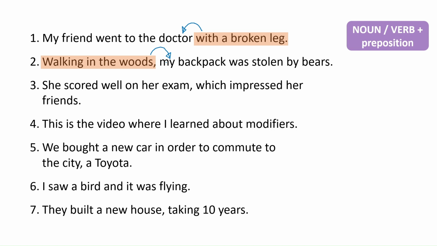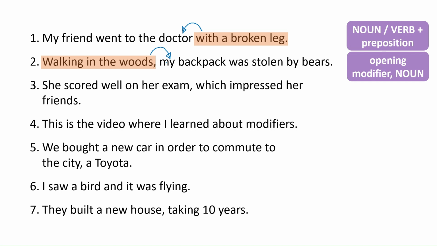To correct the sentence, we would need to make sure that walking in the woods was modifying me. Something like, walking in the woods, I had my backpack stolen by bears. This kind of modifier I'm going to call an opening modifier, and it modifies the noun that comes after it. Opening modifier because it comes at the beginning of a sentence.